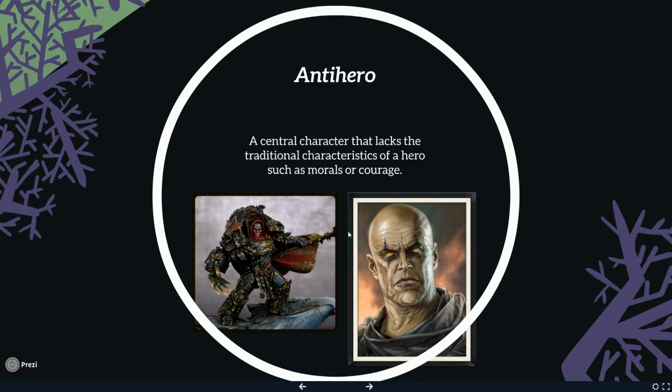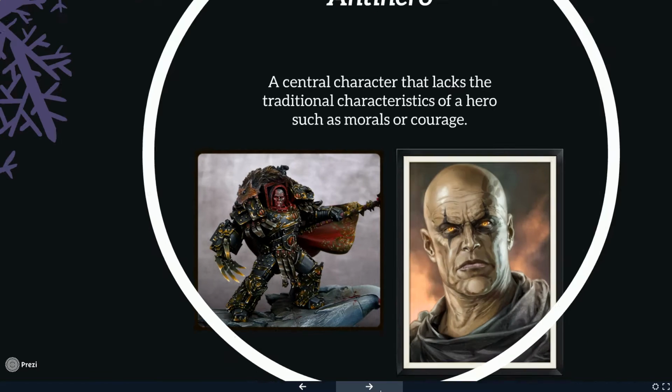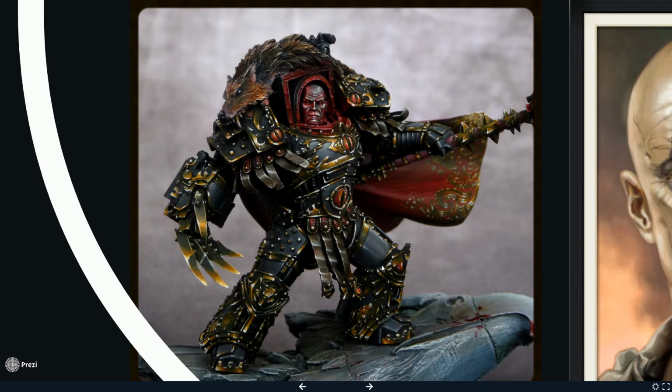Anti-hero, so this is a central character that lacks the traditional characteristics of a hero, such as morals or courage. So here we have Horus Lupercal, the main character in the Horus Heresy novels from the Warhammer 40k universe. So he was a space marine, next in line to the Emperor, but he fell to the forces of chaos, and that's the whole story of it.